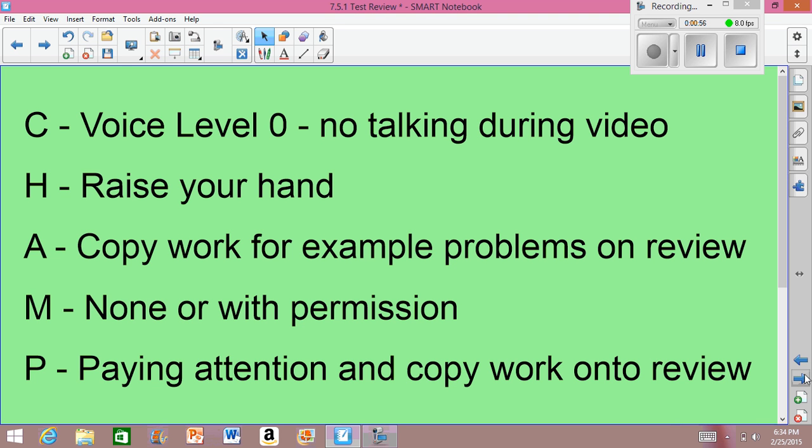Movement, there should be no movement. And if you have to move, please make sure that you get permission to do so first. As far as showing participation, you will be paying attention. You will be respectful to your classmates by staying at a voice level 0, and you will be copying your work onto your review. So we are ready to go ahead and get started and have a look at problem number 1.